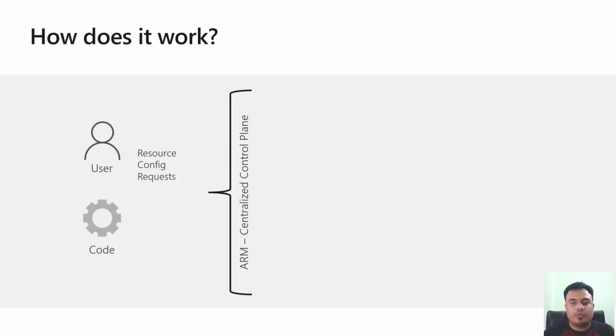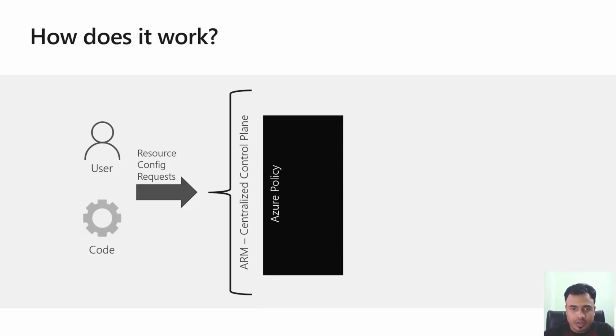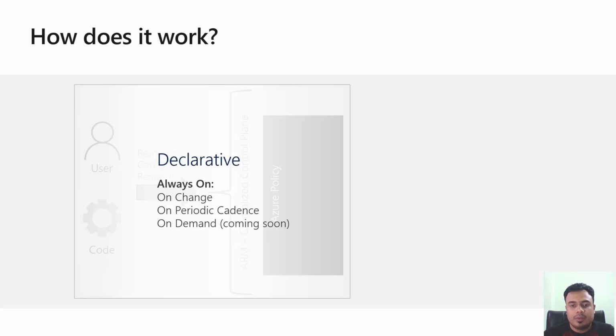Moving to the next slide. We have seen from a high level and from the portal how it works, but how does it work behind the scenes? What is actually happening when you assign a policy and then try to create a request? You see here that there is a user, or it can be code. From the portal or from your ARM template, you try to create a resource, so you send a resource configuration request to the ARM module. That ARM module has a policy engine inside it, so your request will be validated.